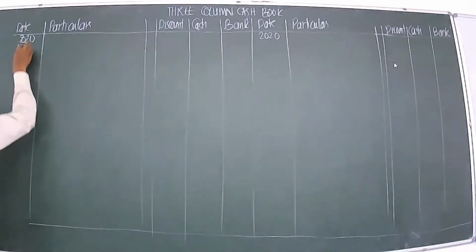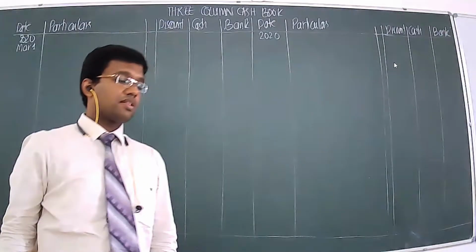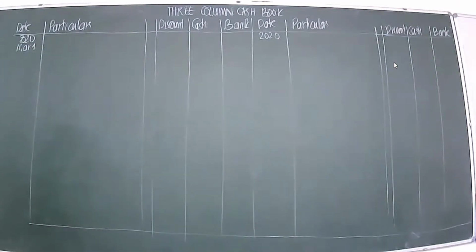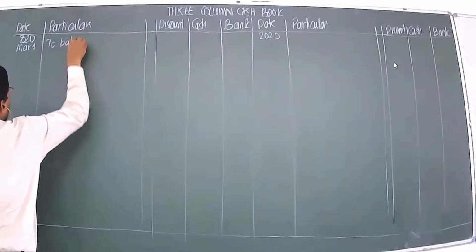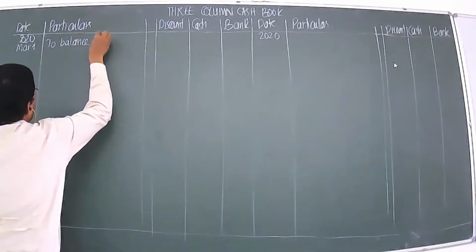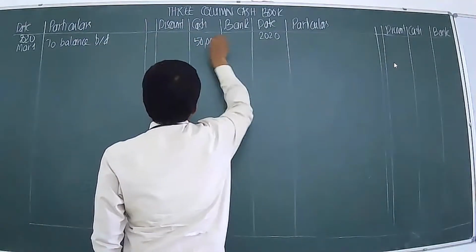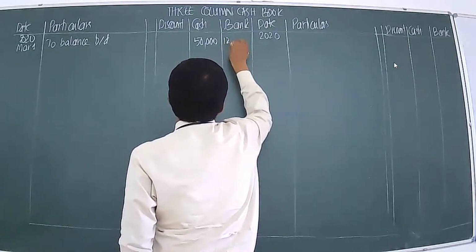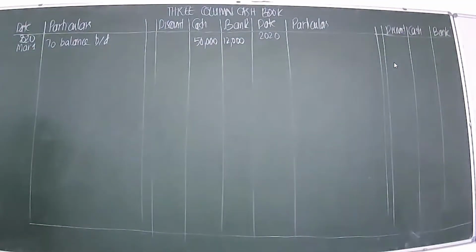March 1st, the transaction is balance of cash rupees 50,000, bank balance rupees 12,000. So what does this mean? This refers to the balance that you're bringing down. So it is to balance brought down. Here the amount is 50,000 and here the amount is rupees 12,000. Now let's look at the next one.